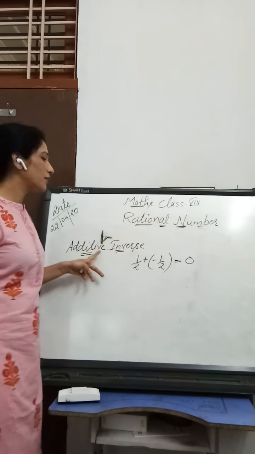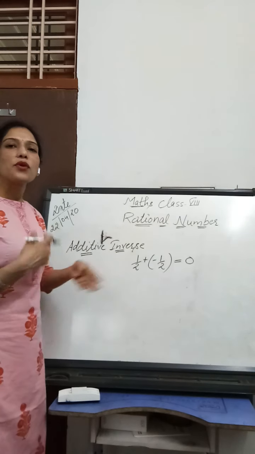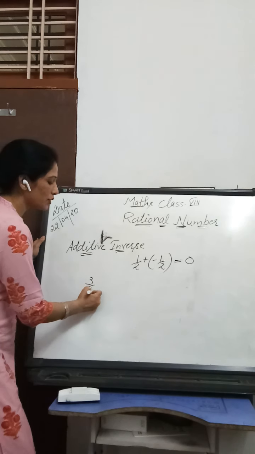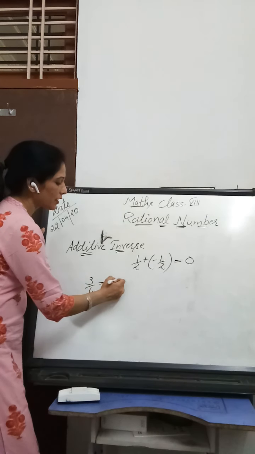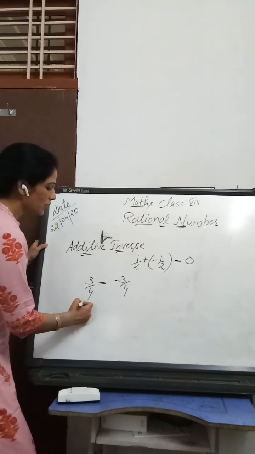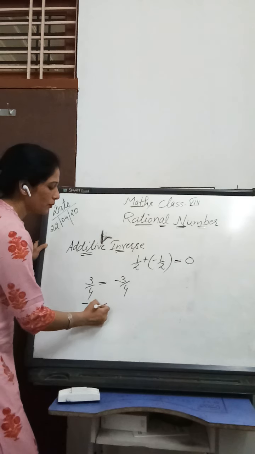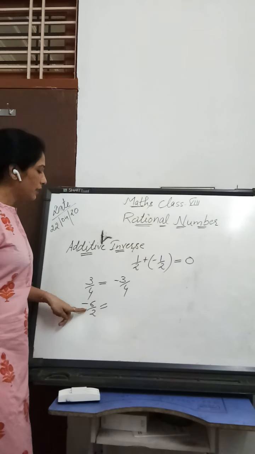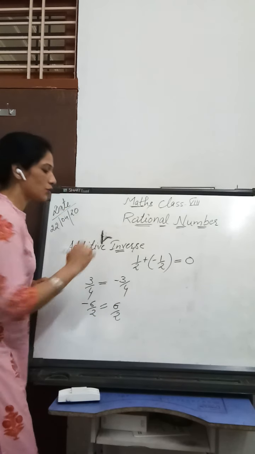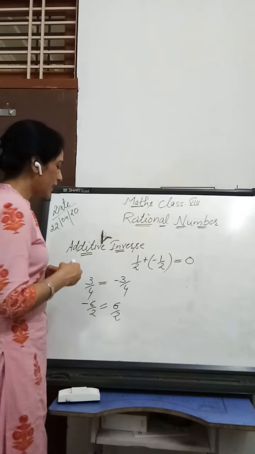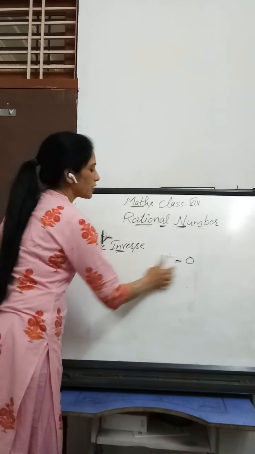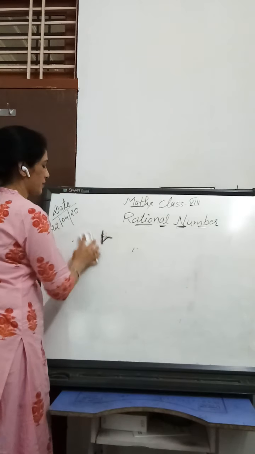Now you can see the additive inverse of any rational number will be the opposite of 1 upon 2. For example, if question is there, you have to write the additive inverse of 3 upon 4. So you will write the additive inverse of 3 by 4 is minus 3 by 4. If question is given minus 6 upon 2, so you have to write the additive inverse of minus 6 upon 2 and it will be 6 by 2. Clear to you all? In additive inverse, you have to write the opposite of given a rational number.